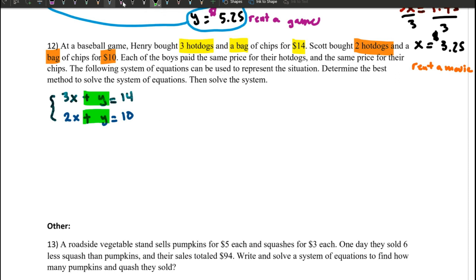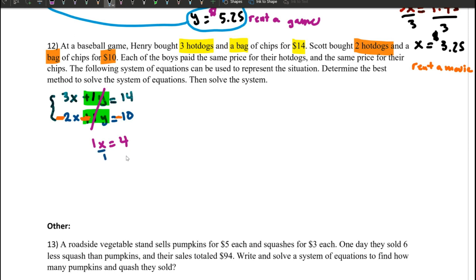Because they both have the same coefficient, which is 1. It's 1y. They need opposite signs, so we can make one of them turn negative by multiplying by negative 1. So I would choose the second equation, negative 2x minus 1y equals negative 10. Then the y will cancel each other out. 3x minus 2x is 1x. 14 minus 10 is 4.